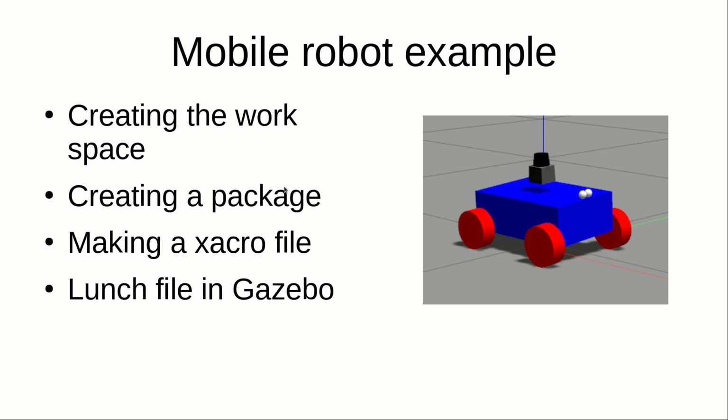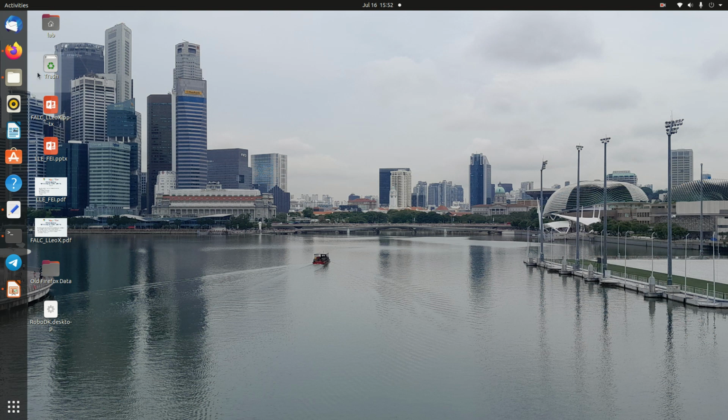For this video, I prepared one example, which is a mobile robot with 4 wheels and 1 body. I will create a package for the robot, describe the Xacro file, and create the launch file for it. So let's go and start.